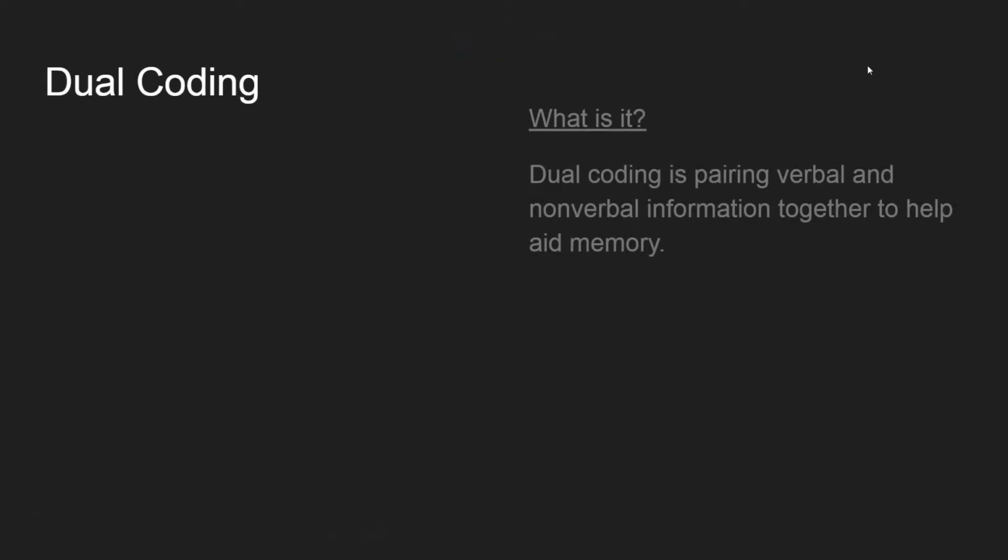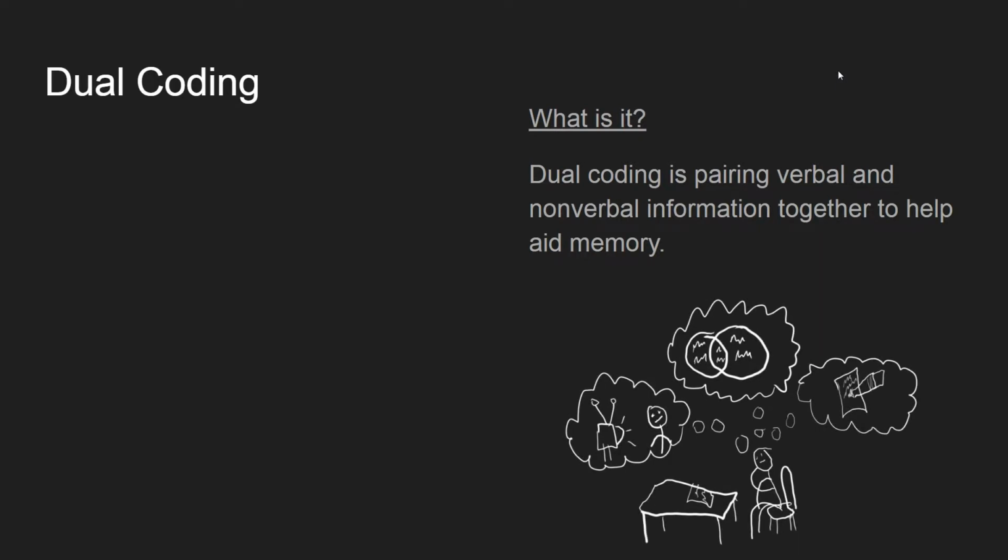Our second learning strategy is dual coding. What is dual coding? Dual coding is pairing verbal and nonverbal information together to help aid memory. Some of the different methods of coding that can be utilized in dual coding are drawing, reading, listening to audio, watching a video, imagining, writing, and much more.